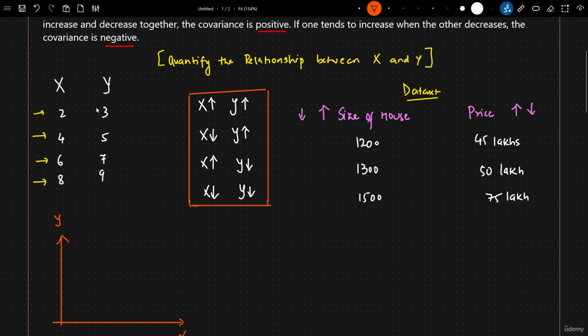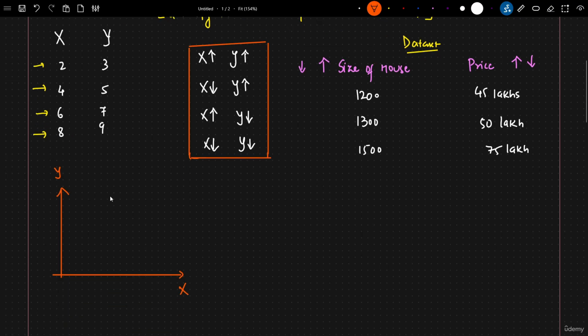See, when x is 2, y is 3. When x is 4, y is 5. When x is 6, y is 7. When x is 8, y is 9, right? So if I just see this data set, and if I just keep on plotting, don't you think we are following this specific pattern, right?